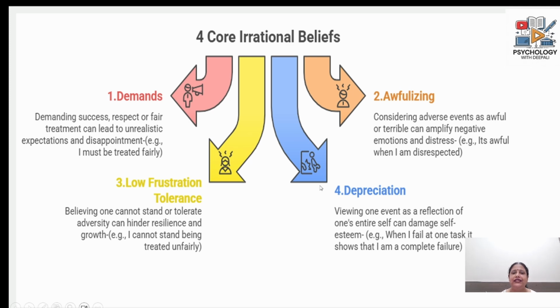So the fourth one is depreciation. In depreciation, the person views one event as a reflection of one's entire self. This can damage the self-esteem of the person. So the person may feel, "When I fail at one task, it shows that I'm a complete failure," which means not only have I failed in this particular task, I am totally a failure at everything that I am doing and shall do in the future. So we are taking one event and then using that to think negatively about ourselves.